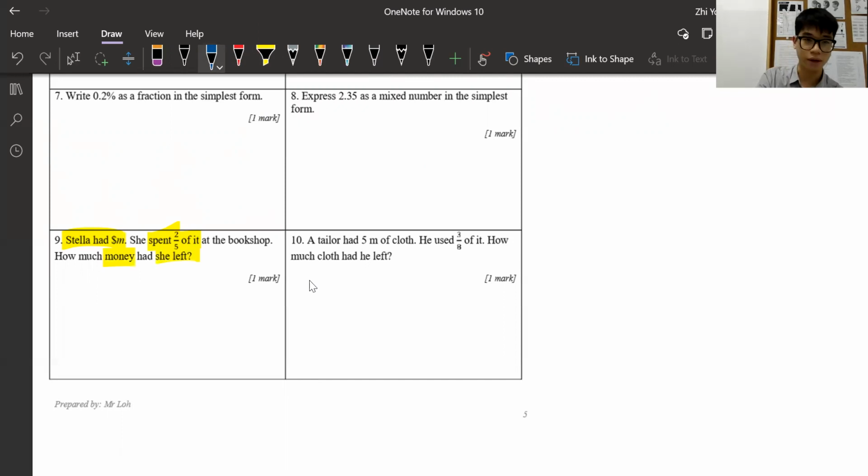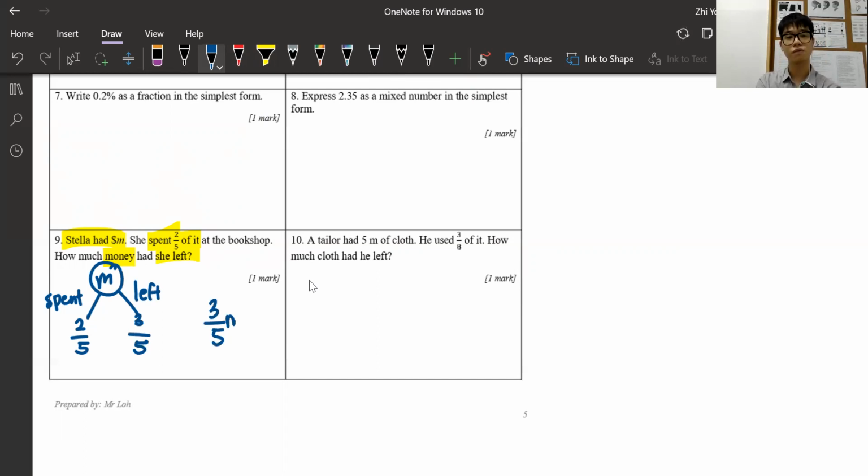Okay, you need to know a concept. Example, he has $M. If you spend 2 over 5, this is spent. The leftover plus the spent must give you 1 whole. Okay, 1 fraction, 1. If you spend 2 over 5, it means that the money he has left should be 3 over 5. So the answer here will be 3 over 5 of the money. So 3 over 5 M, and you can put a dollar sign since this is asking for dollars.